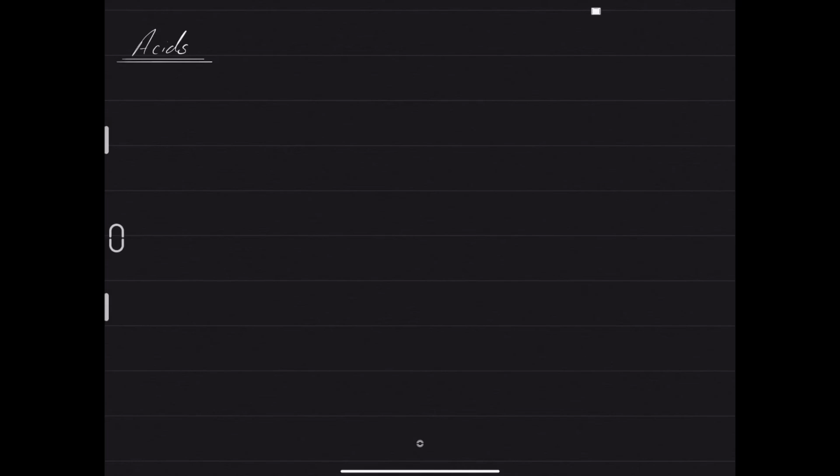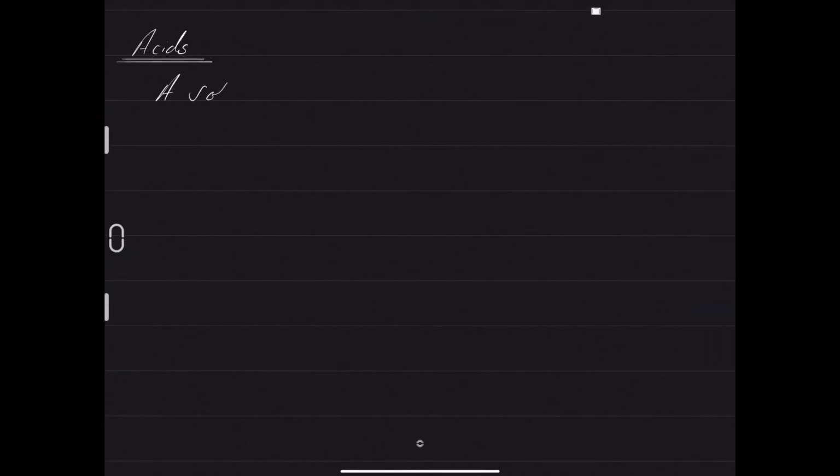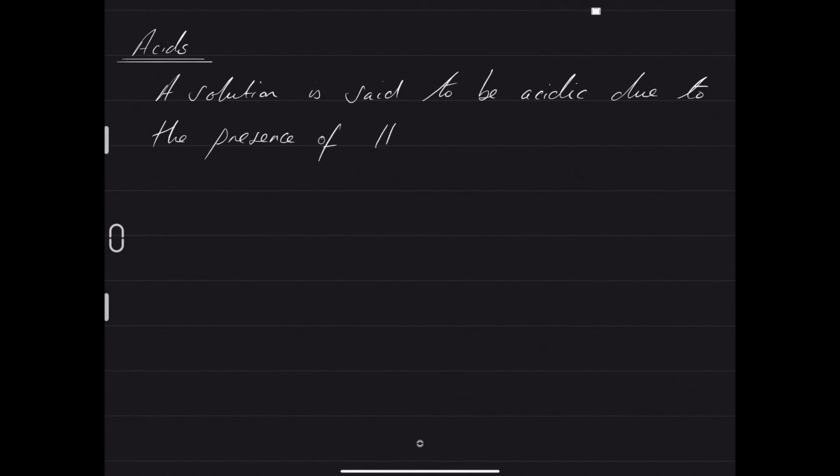So can we put down that a solution is said to be acidic due to the presence of H plus ions. Okay, so when we have H plus ions, we have an acidic solution.